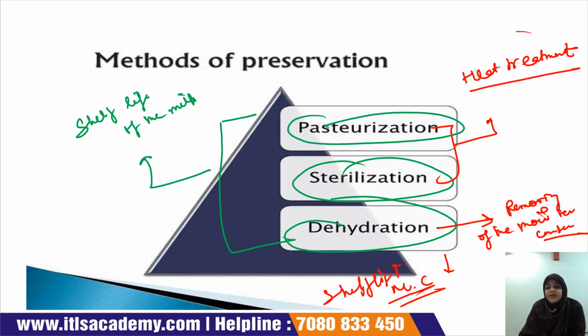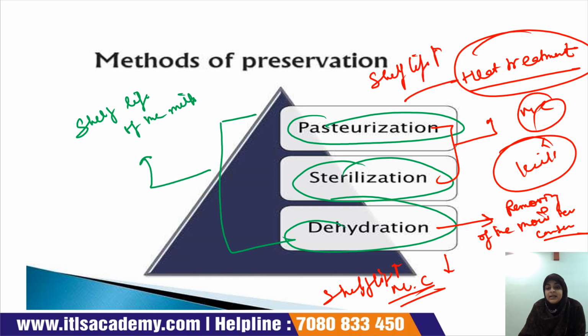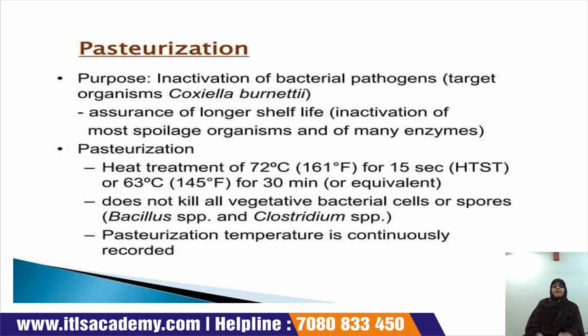When we give a heat treatment, microorganisms will be killed or destroyed, and when they are destroyed, ultimately the shelf life increases. So that is about the methods of preservation of milk: pasteurization, sterilization and dehydration. Now the first one is pasteurization.